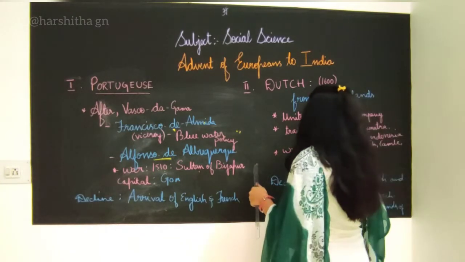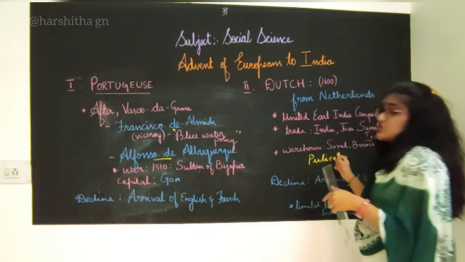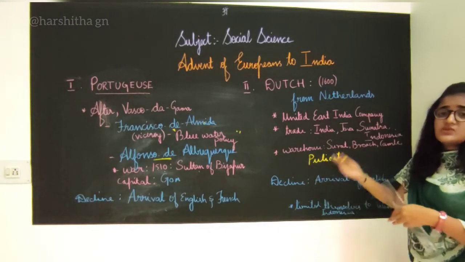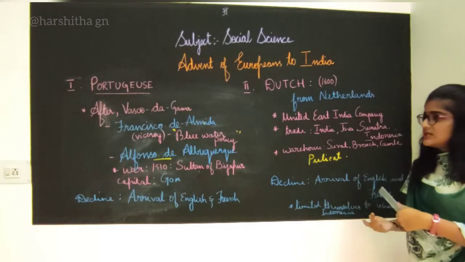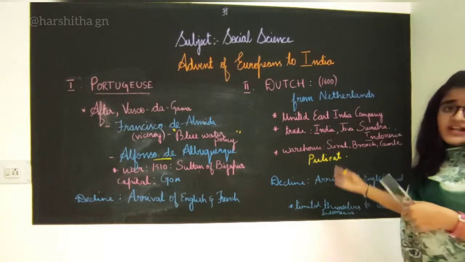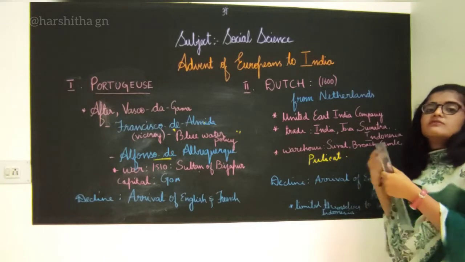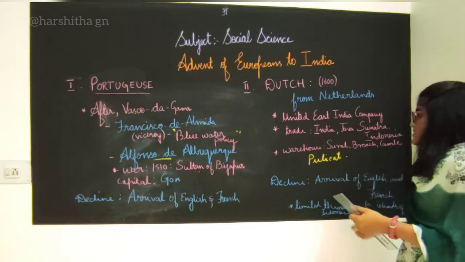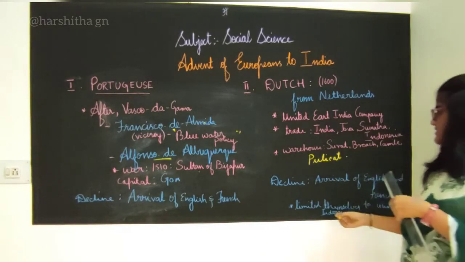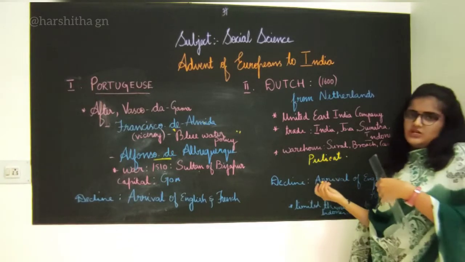Their capital was Pulicat. It's not in your textbook. For the same reason the Portuguese lost their rule in India, the same reason applied to the Dutch: the arrival of the English and French made their power decline in India. So they did not go back to the Dutch homeland. Instead, they limited themselves, which means they started to trade only with the islands of Indonesia.